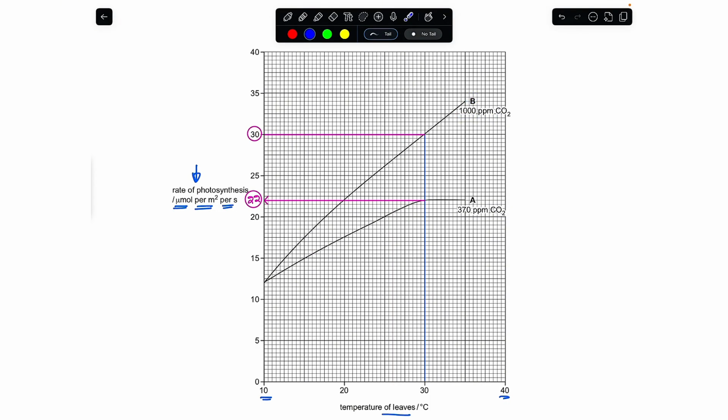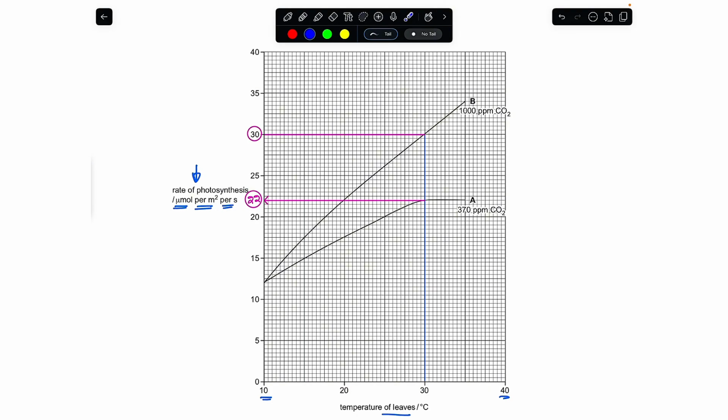But what I have to assume from here is that no matter if the concentration of the carbon dioxide is low or high, with an increase in the temperature of the leaves, the rate of the photosynthesis is increasing. However, for curve A, since the carbon dioxide is provided in a lesser amount or in a controlled amount, at this point the temperature would become in excess, but the carbon dioxide concentration would become limiting here.